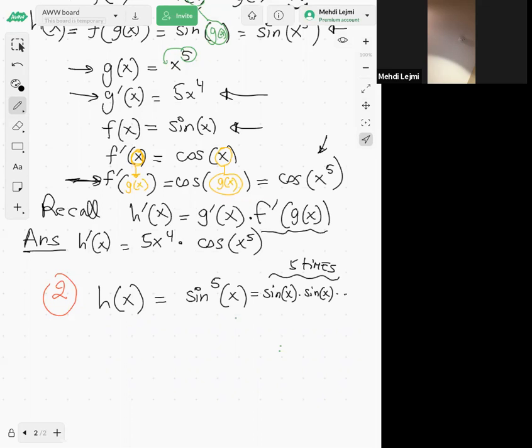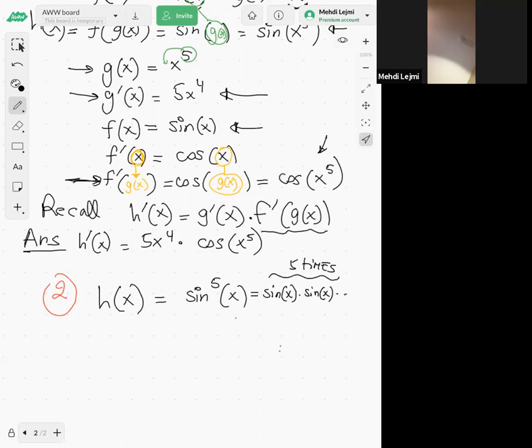Well, okay. So this is sine to the power 5 of x. We don't know its derivative. I mean, we know the derivative of sine of x, but not the derivative of sine to the power 5 of x. So the question is, which rule am I going to use here?